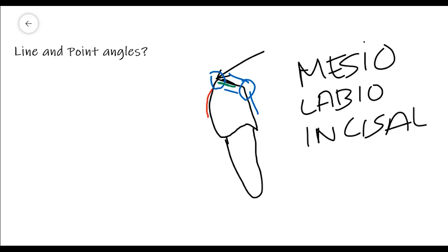So for line angles and point angles, for line angle, any two surfaces where they are meeting at a junction, you use the term line angle, and using the surfaces of the tooth, like I told you before, you can form any angle and name it according to their location. And for point angles, any place where three surfaces are meeting at a junction, you use the term point angle and you name it according to the surfaces that are meeting at this point.